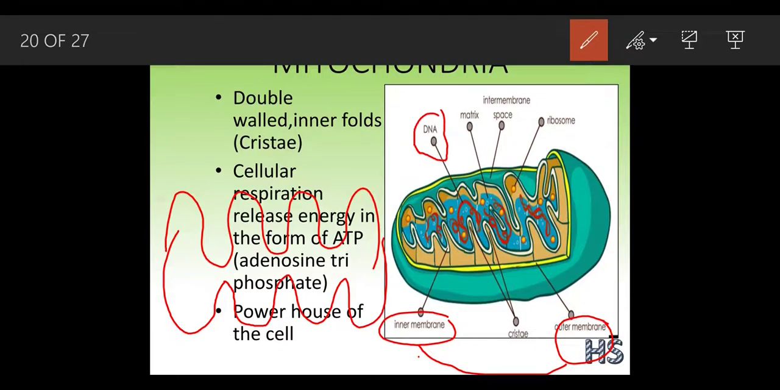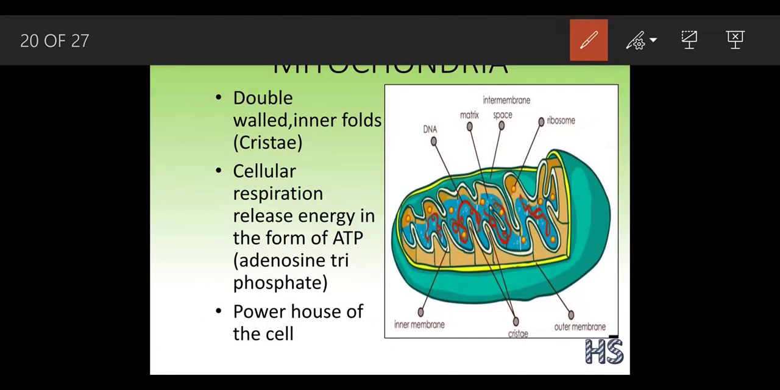There are some ribosomes, okay. What are ribosomes? They are particular granules. And what is the function of these ribosomes? To synthesize protein. But the main work of the mitochondria is in cellular respiration. It releases energy in the form of ATP.